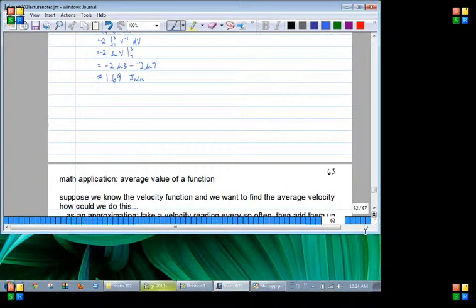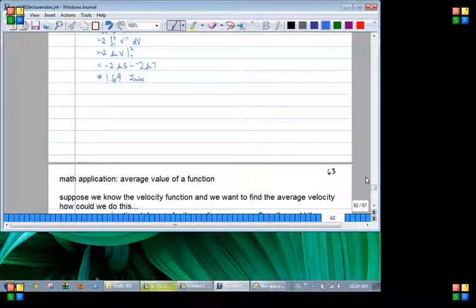So suppose you have, I'm just picking one example, the velocity function. Suppose you know the velocity function and you want to find the average velocity. How can we do this? Calculate the contribution of each point. It's like the way mass works, the way we find mass. We find the contribution multiplied by the, well, in this case it would be y, and then divided by the total distance. Yes, exactly.